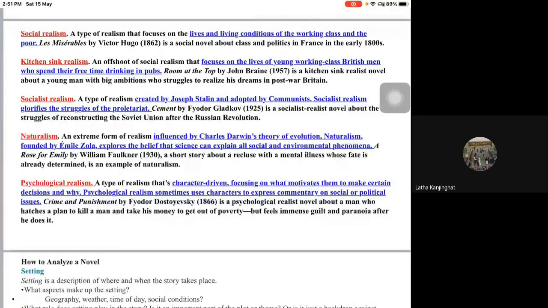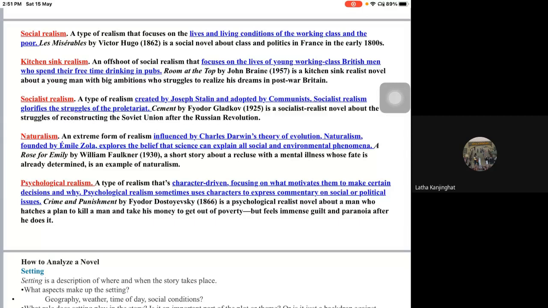Post-war Britain, where jobs were scarce, making money was not easy, and people were living with all sorts of hardships. Many people frequented pubs, and that was part of the hard realism that they had to confront. So that is kitchen sink realism.